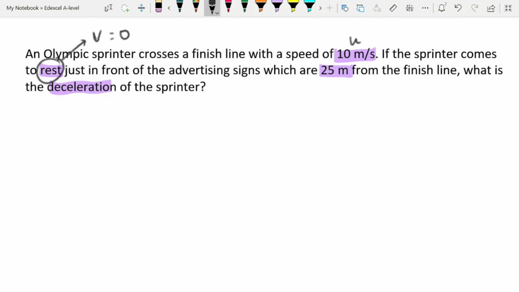Or it could be starts from rest, at which point your u is 0. That's 25 meters, so that's our s, and we want a. So again, v, u, a, s. This is our first opportunity to use our final equation. Again, pause if you like, work your way through it. I'm going to speed this up, and you can hit play when you're ready.